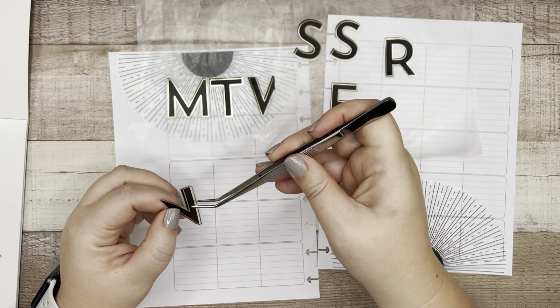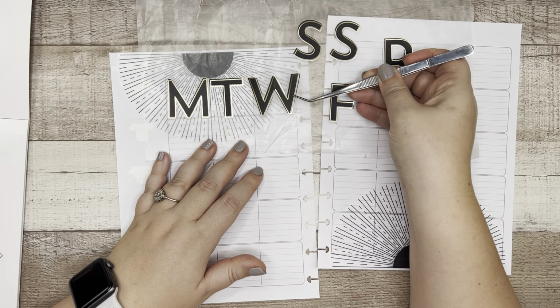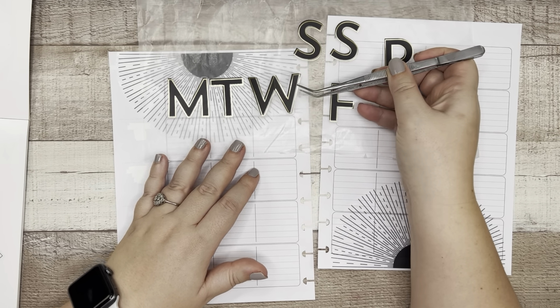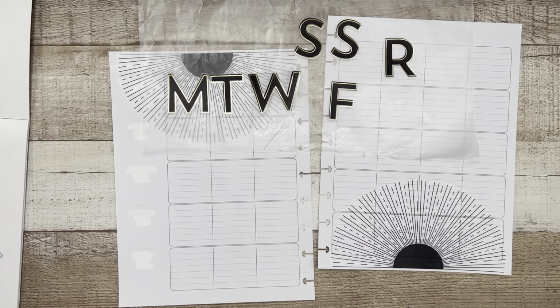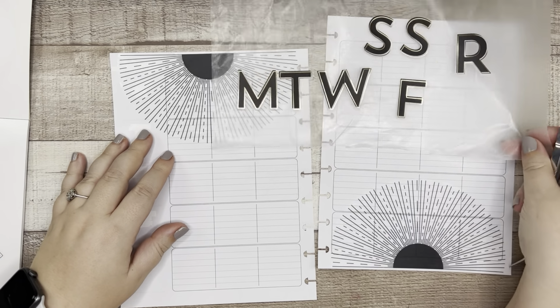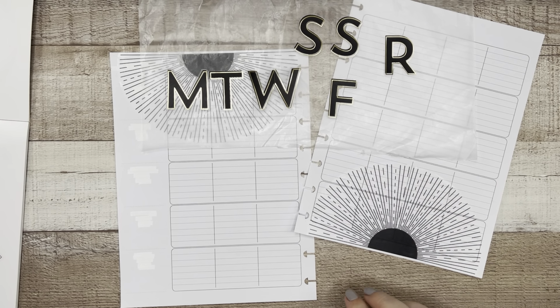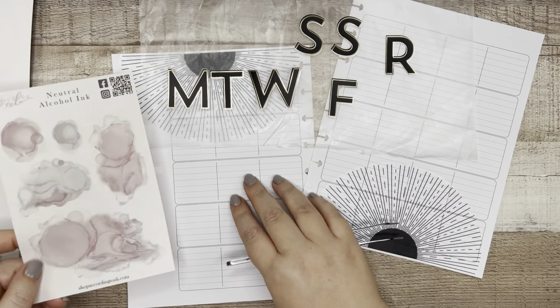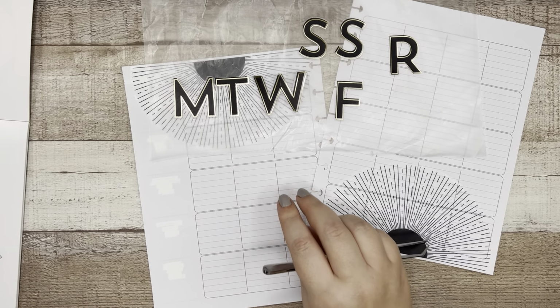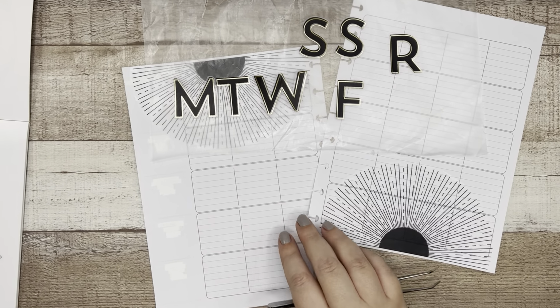This is going to be a very aggressive planner spread. It's gonna be very professional. Do we wanna add some alcohol ink? That would be kind of interesting. I think it might be too much in that particular location. So we're not gonna do that.